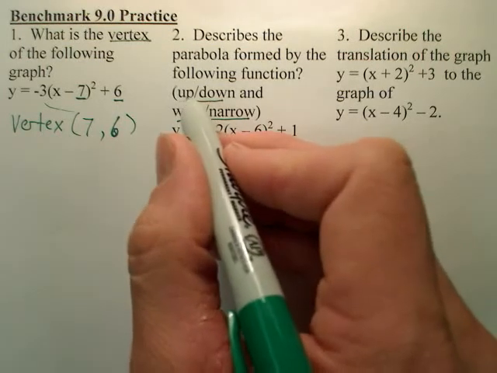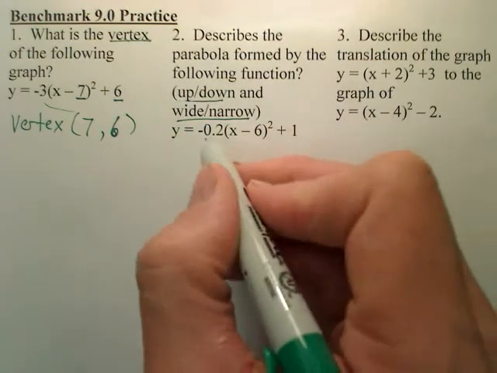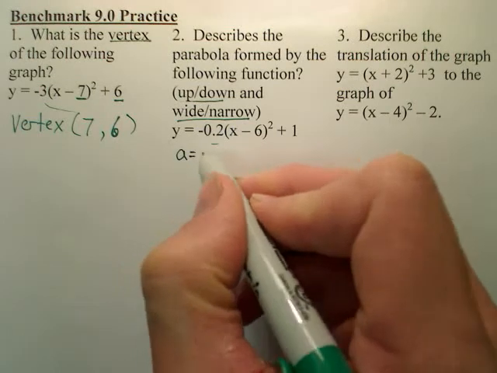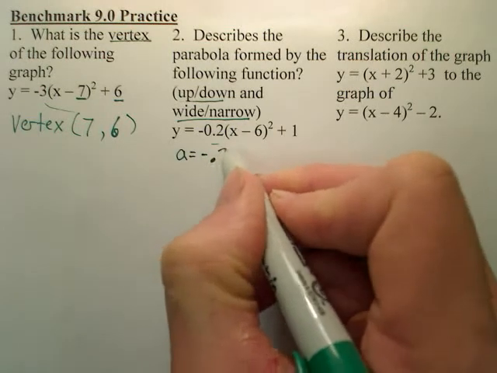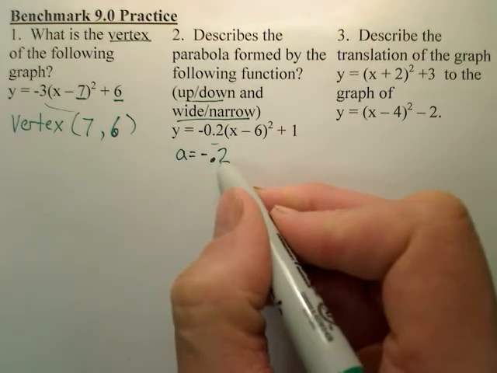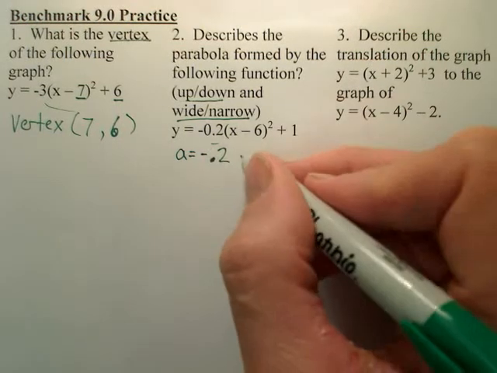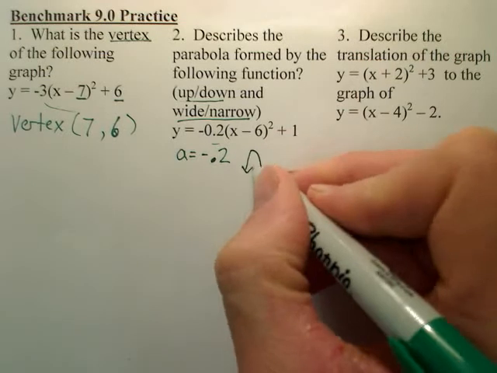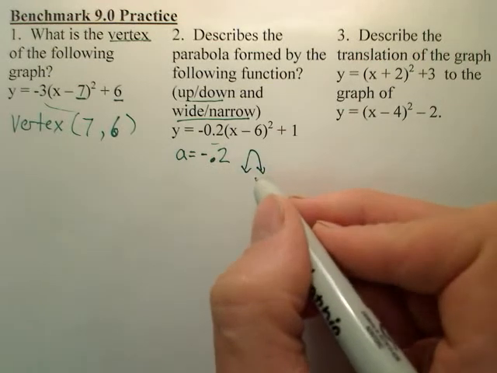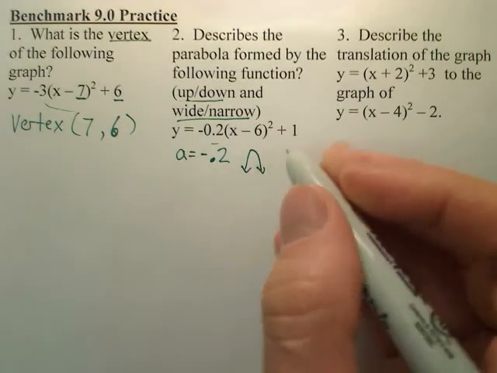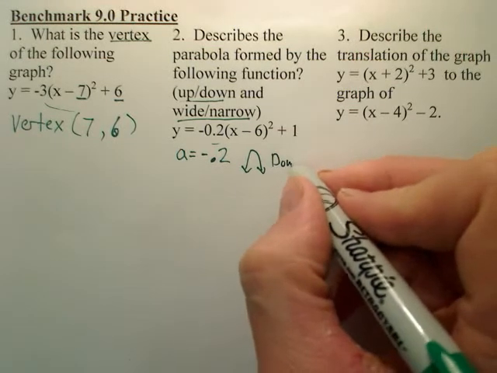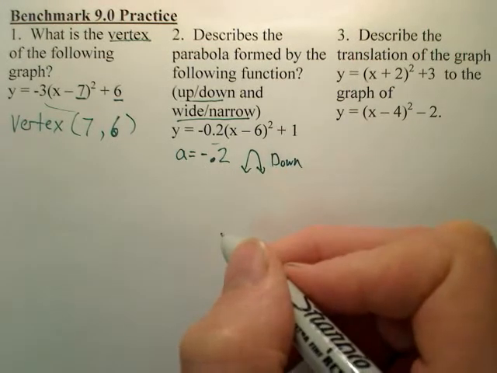So if I want to know if it's up or down, what you do is you look at your a value. Since my a value is negative 0.2, you have to think, okay, it's negative. Negative means sad, means it's going down. If it was positive, it would be going up. So this is a sad, or you can say the word down, parabola.